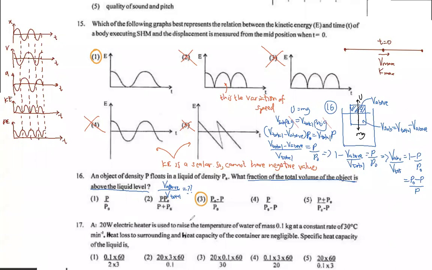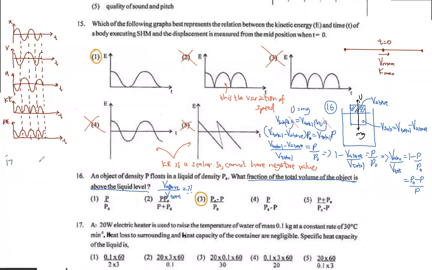17th one. A 20 watt electric heater is used to raise the temperature of water of mass 0.1 kilogram at a constant rate of 30 degrees Celsius per minute. Heat loss to the surrounding and heat capacity of the container are negligible. Specific heat capacity of the liquid is... should be a very easy question. 17th one. What is it? The question is this.